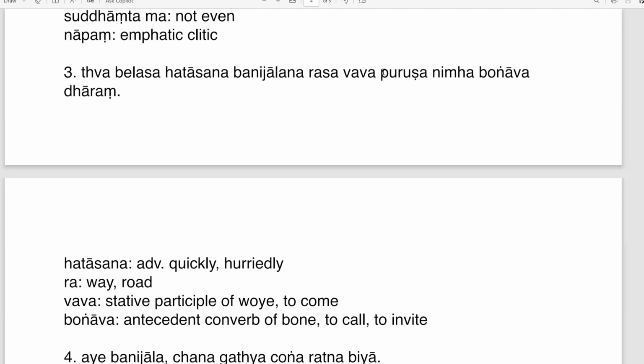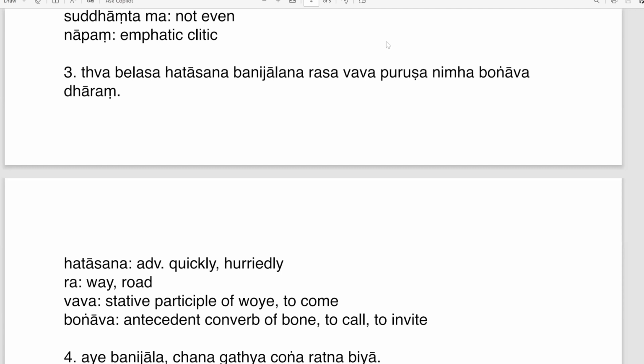In that way, that would be like a verbal noun, like woye. But here we have wowo, as a participle, it kind of modifies the purusha. So the person who are, like, the two men who are on the road, who came on the road, coming on the road, two men coming on the road.